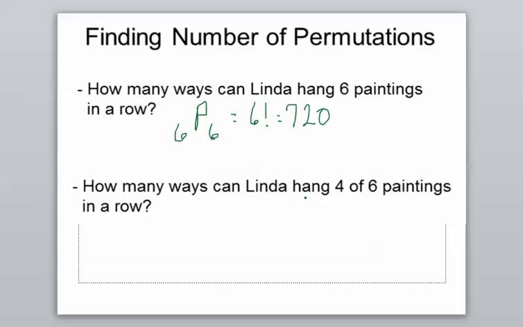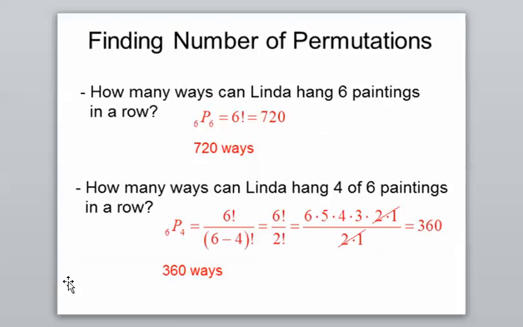So this one says, how many ways can Linda hang 4 of the 6 paintings in a row? Well, that's still going to be a 6 permutation, but we only want to find 4 of them. So that's going to be equal to 6 factorial divided by 6 minus 4, which is 2 factorial. So that's going to be equal to 360. I'm doing those fast and in my head, but I think you can see that 6 factorial is 720, 2 factorial is just a 2. And so when I divide 720 by 2, I'm going to get 360.